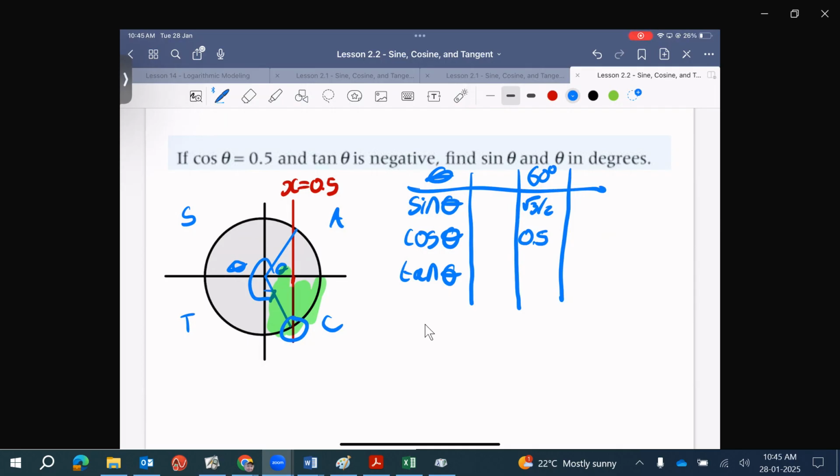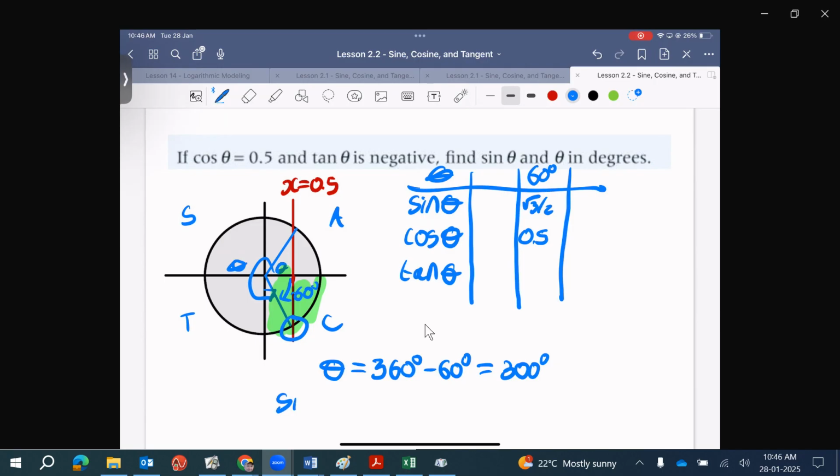Right. So the angle is 60 degrees, and this is minus 60 degrees. So theta is equal to 360 degrees minus 60 degrees, 300 degrees. The sine of theta is root 3 over 2, and then we use all students take calculus, so sine has to be negative. Done.